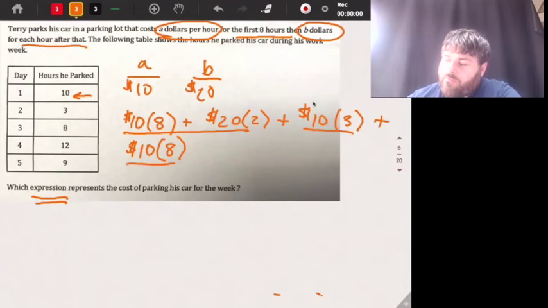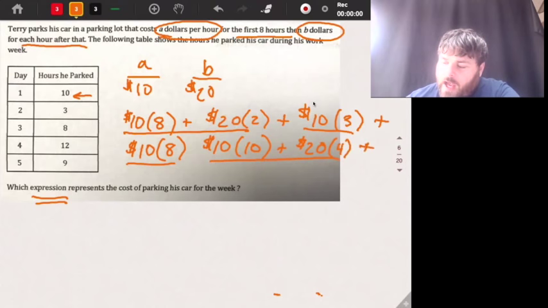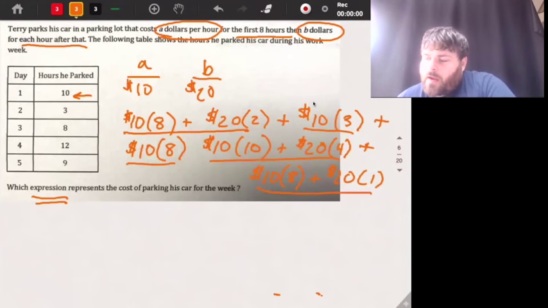So there's day 3. Day 4, there's 10 hours at $10. So $10 times 10 plus how many hours would he have left over? It looks like 4. So there'd be $20 charge for those 4 hours. All right, there's day 4 plus day 5, 9 hours. So $10 for the first 8. We're going to add to that $20 for that first day. Okay, so that's just an example when A is 10 and B is 20.